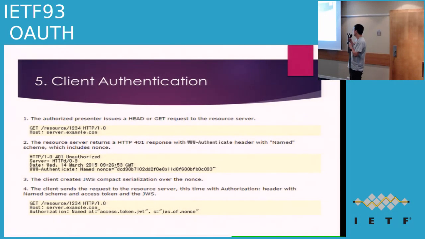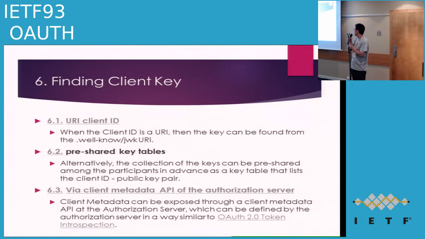So how do we find the client key? We have several methods. The first one is a URI for the client, so the key can be found at a well-known JWK URI. The second is pre-shared key tables, where the table indicates the client ID and public key pair. The next method is the client metadata API. From the client metadata API of the authorization server, the client metadata can be exposed. Next.